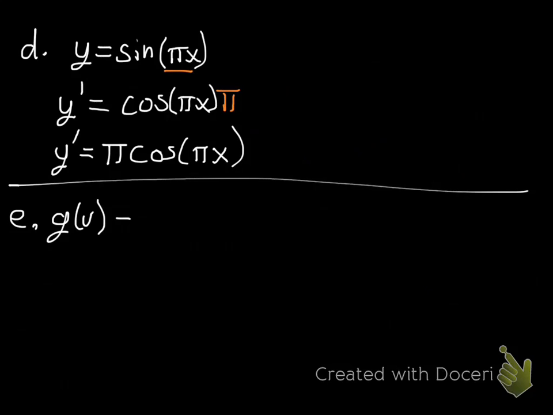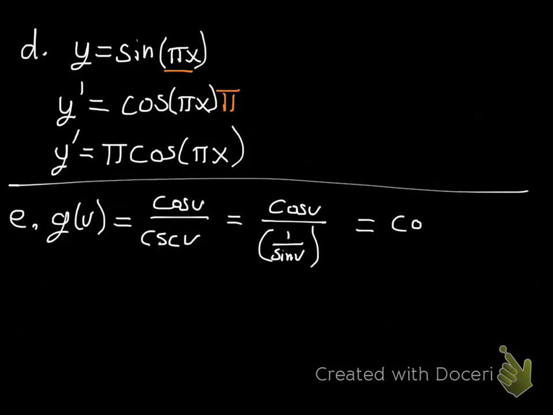Now if we look at another one, some function of v, like cosine v over cosecant v, we can rewrite this. Instead of writing the cosecant of v, we could write that as 1 over sine v. So cosine v times sine v. And right now, do I need to really use the chain rule? Probably not. It looks like just a product of two functions.